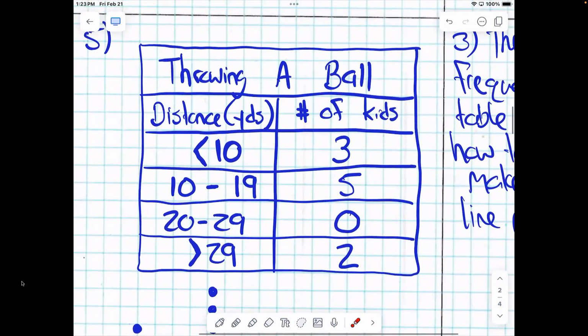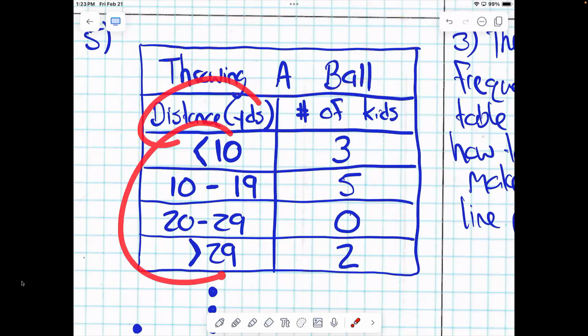What's this called? No. What's this whole thing called? It's a frequency table. It's a table that organizes the frequency of something happening, right? We're talking about what? Throwing a ball. And these are our what? What are these things? In yards. How many kids can throw a ball 10 to 19 yards? How many kids can throw a ball 10 to 19 yards?